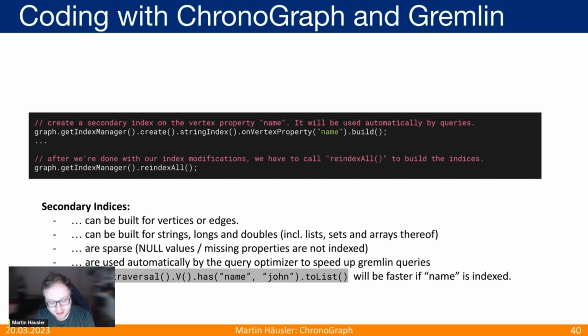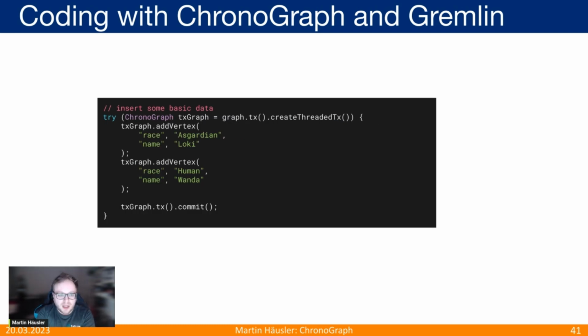And the optimizer can then utilize this index automatically. So when you do a traversal and ask for has name John, and name is indexed, then Gremlin will automatically utilize this index to answer the query. Again, fairly standard procedure.